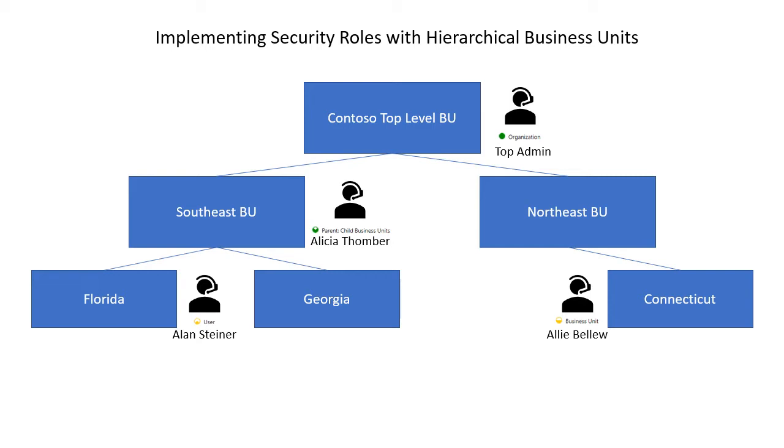But now we've added Ali Ballou over in the Connecticut Business Unit, which is a child of Northeast Business Unit, again a child of Contoso. The point of bringing Ali and her records into this is to show that Alicia, because her security role is strictly based on business unit, will only be able to see the records in the Southeast. She won't be able to see Ali's records over in the Northeast Business Unit in the Connecticut sub-unit.